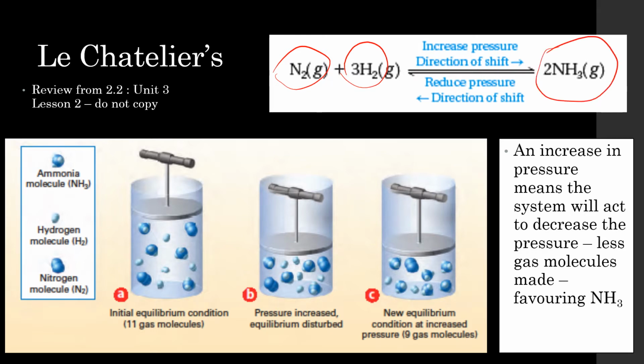to go towards the less gas molecule. So it's going to act to decrease the pressure. So if I decrease the pressure, it's going to shift the reaction to the left. So if I decrease the pressure, the system will react to increase the pressure by favouring the side of the reaction with more gas particles.